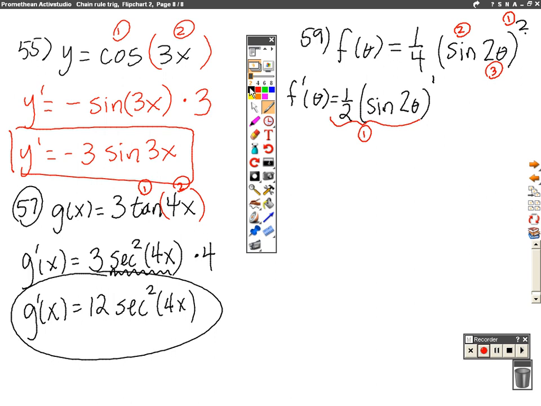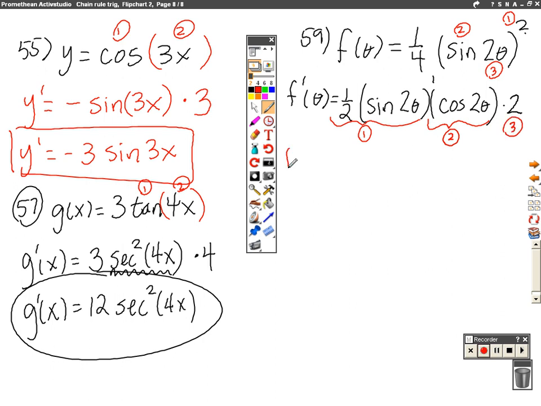Now I move on to the trig function. The derivative of sine is cosine of the angle. So all of that right there is when I take the derivative of the second function. And then finally, the derivative of the angle 2 theta is just 2. And so that's number 3.